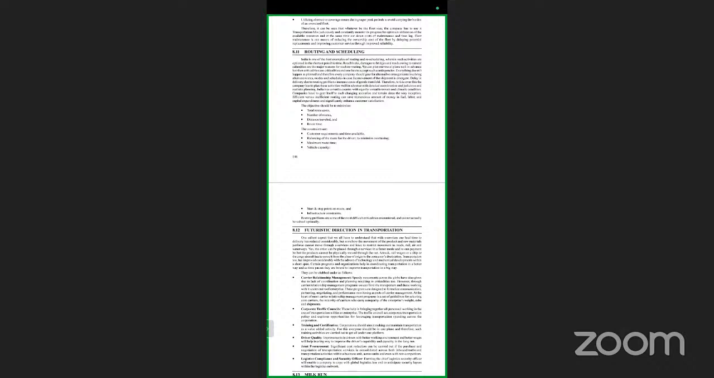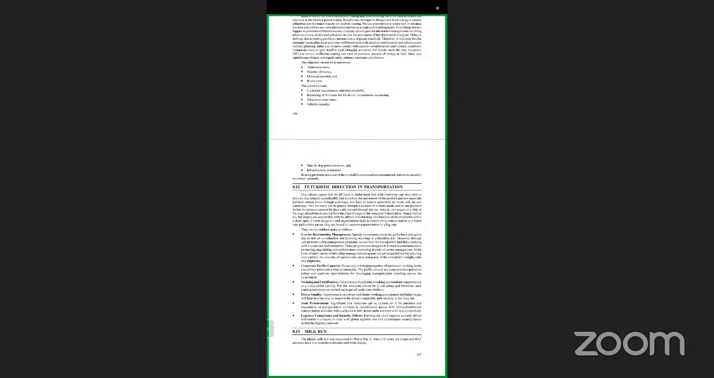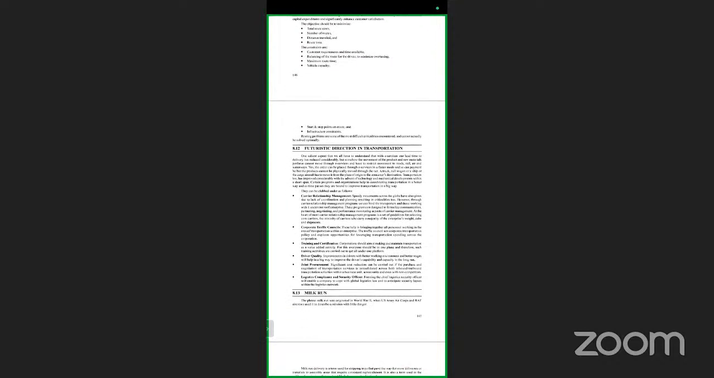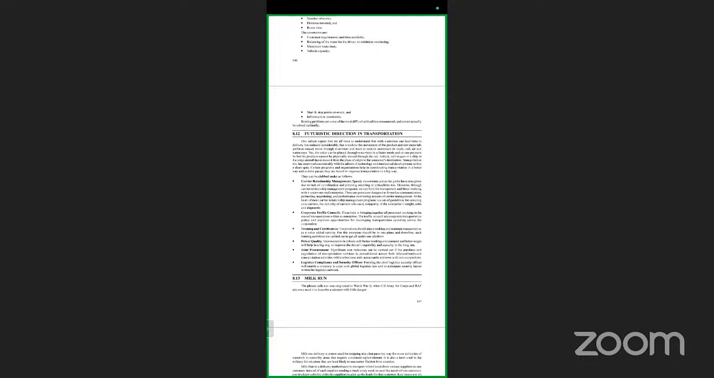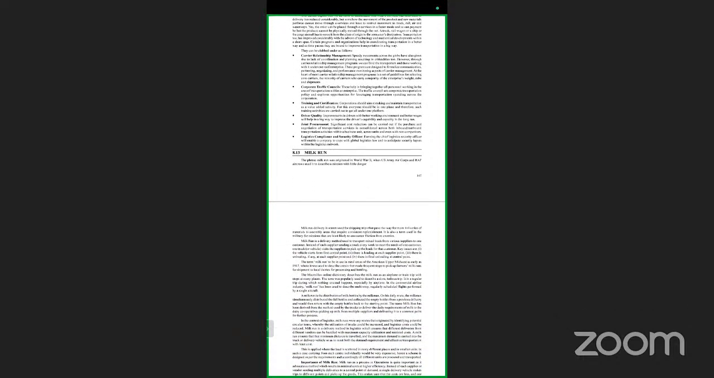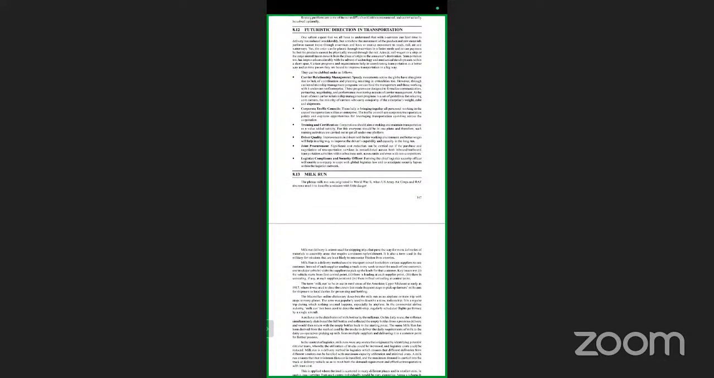You need to set the route. There will be different routes to one place. Now you need to set the overall route, and scheduling means the timings, right? When to start and when to end, because if you take a longer route, it will take a long time. How much time you have to take to reach from one place to another place? You need to get that. Next, futuristic direction and transportation means: carrier relationship management, corporate traffic councils, training and certification, driver quality, joint procurement, logistic complaints, and security officer.